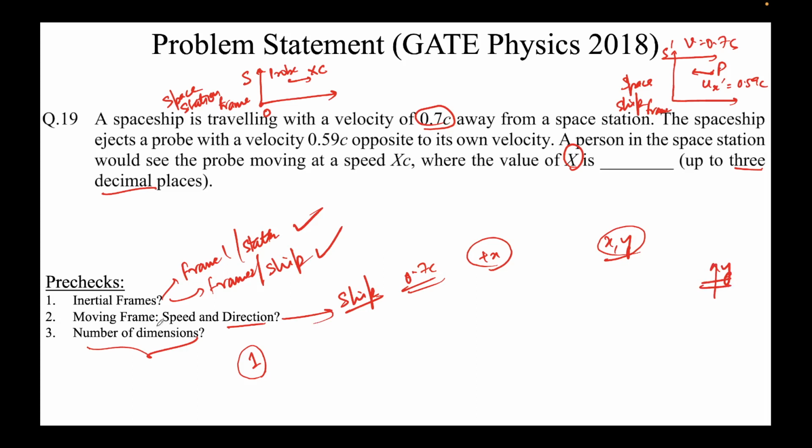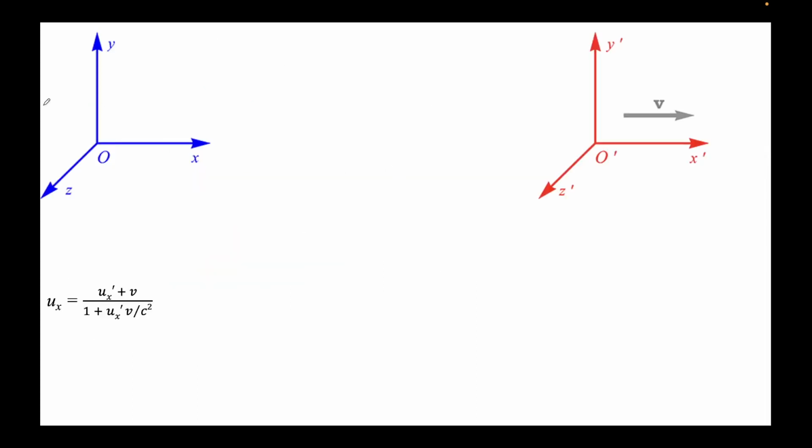Right, so all our formulas are valid and we are happy, and we'll simply go ahead and plug into the formula. I'll again draw the frame. This is the space station frame, with an observer sitting here. This is the spaceship frame and this velocity was given as 0.7 c. And there is a probe here. We call this probe P and it's moving at a velocity in this direction with ux prime equal to 0.59 c.